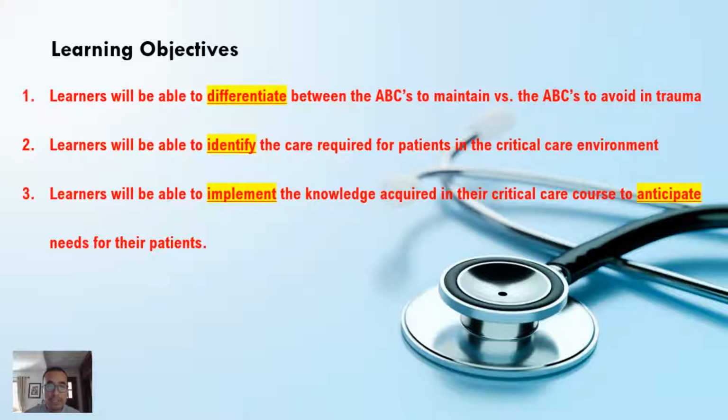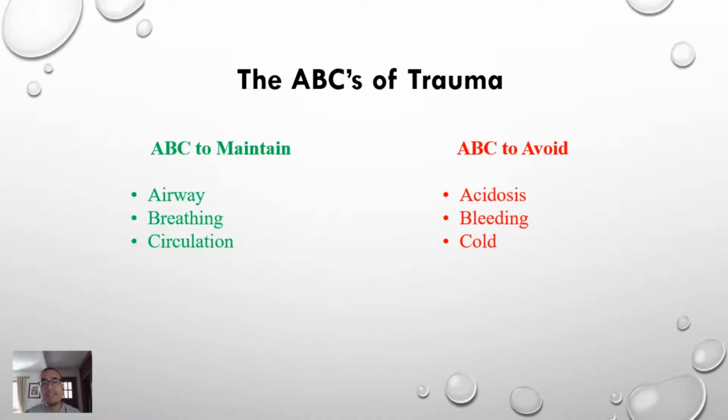Now, our learning objectives are: you'll be able to differentiate between the ABCs to maintain and the ABCs to avoid during trauma. You will be able to identify the care required for patients in a critical care environment, and you'll be able to implement the knowledge that you learn in your critical care program to anticipate some of your patient needs. Now, let's start with our ABCs of trauma.